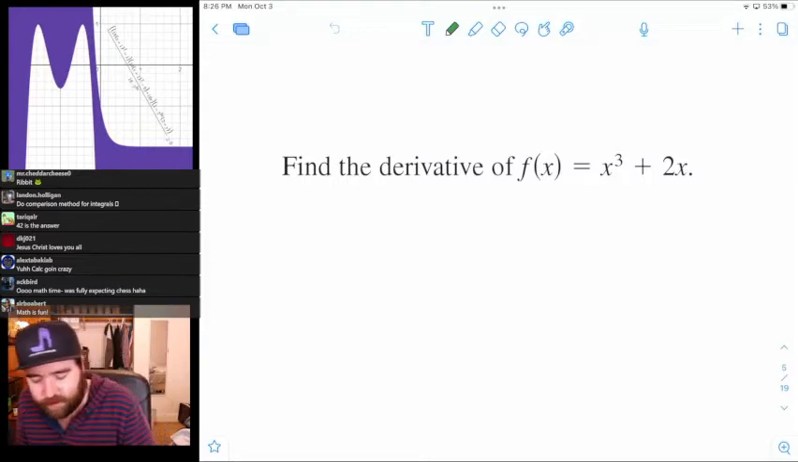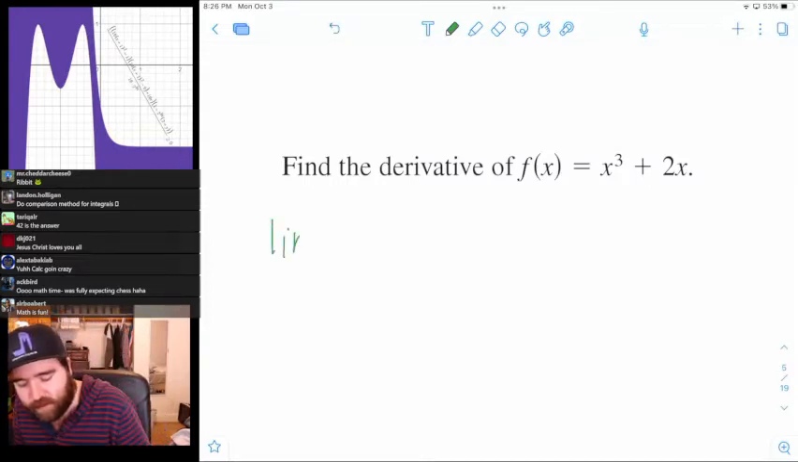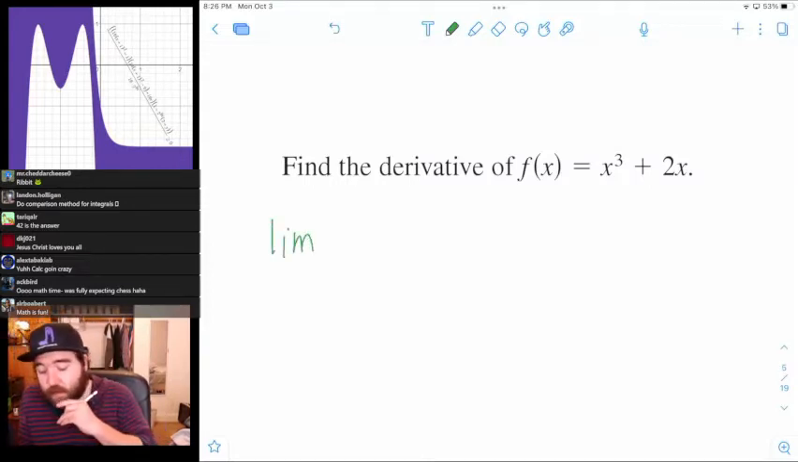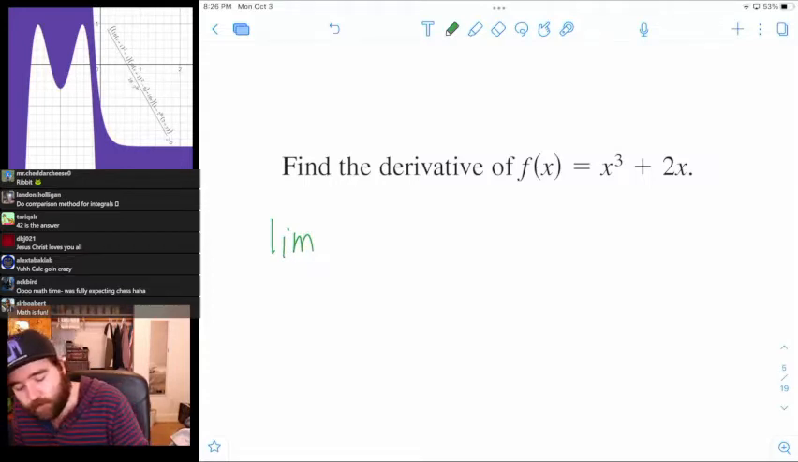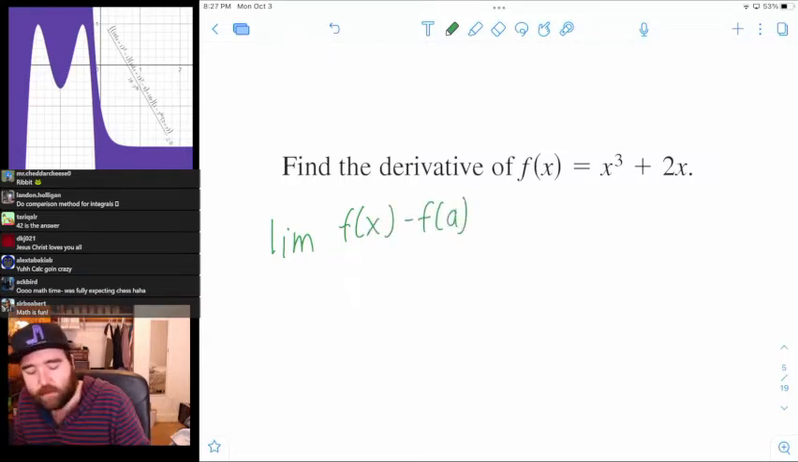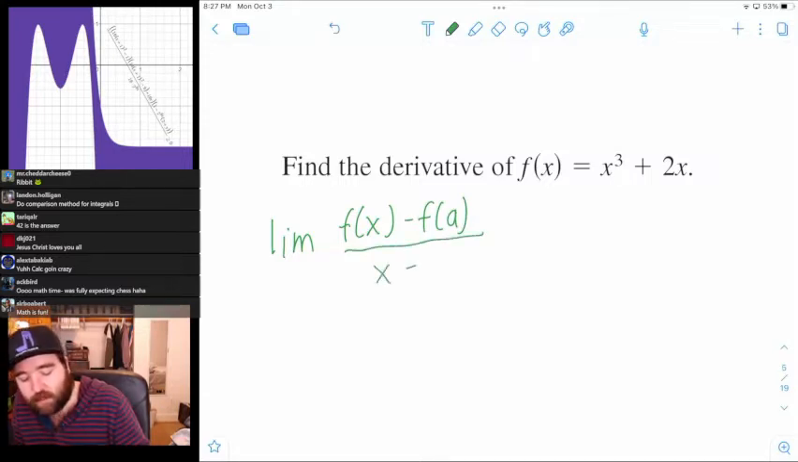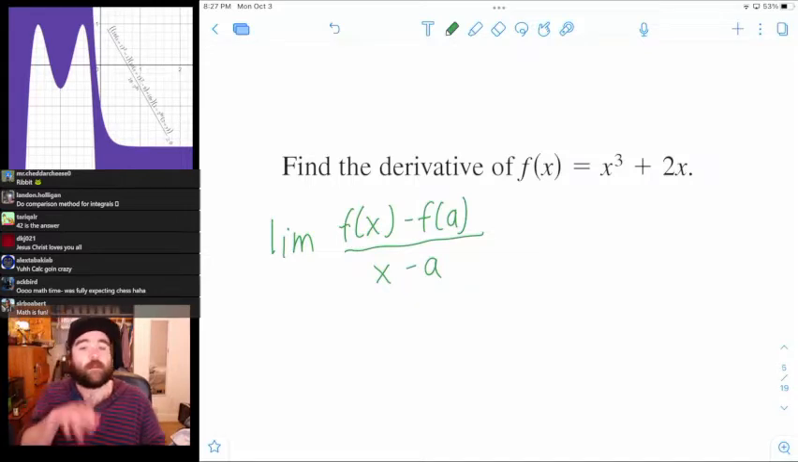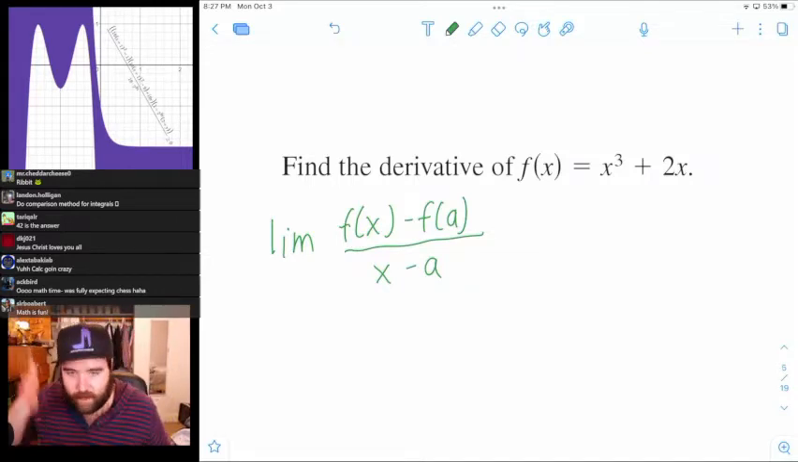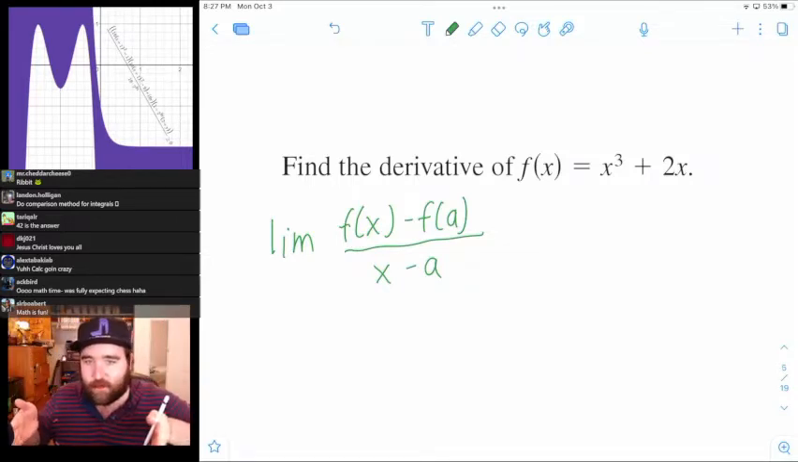So let's review. What was the other one? I'm going to try to say it in words. We were taking two points, two x values. One x value was x, the other x value was a. And so we were doing f of x minus f of a over x minus a. See, that's the slope between the two points x equals x and x equals a.